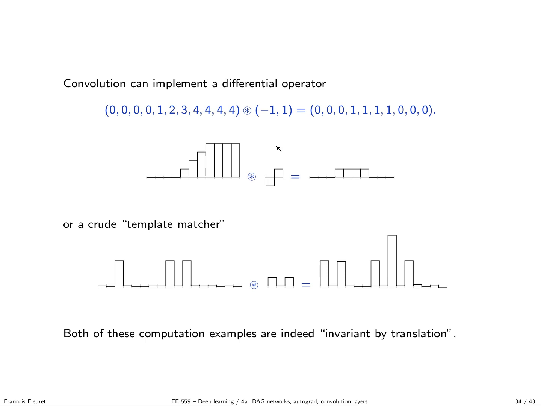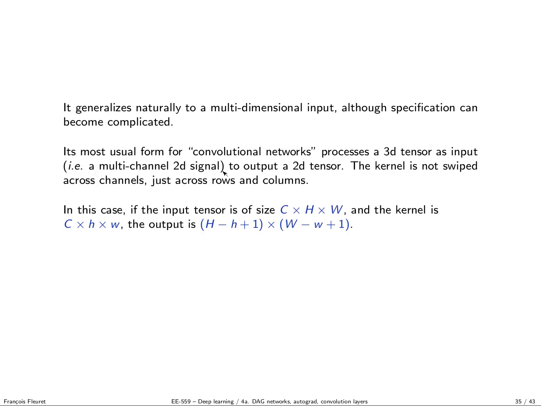If you have a way of computing the slope, you should use this technique everywhere. And if you have a way of computing a matching between a template and the signal, you should use it everywhere. So this generalizes naturally to a multidimensional input, and the specification can become complicated. I try to avoid being too messy here, so I will mostly insist on the so-called 2D convolutions.